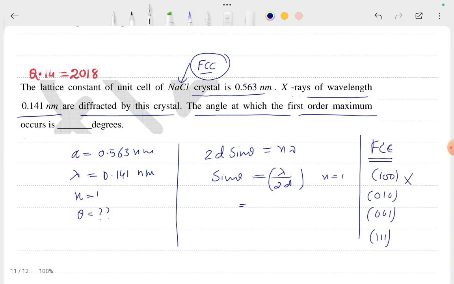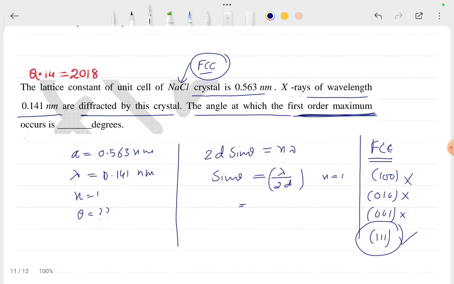This plane is no, because this is mixed. This plane also no, this plane also no, but we only consider 111 for FCC. For KCl this plane is absent, and for NaCl this plane is present. From this plane we get the first order maxima. Okay, so please remember this point. So for NaCl crystal, for first order maxima, the interplanar spacing uses this hkl value.